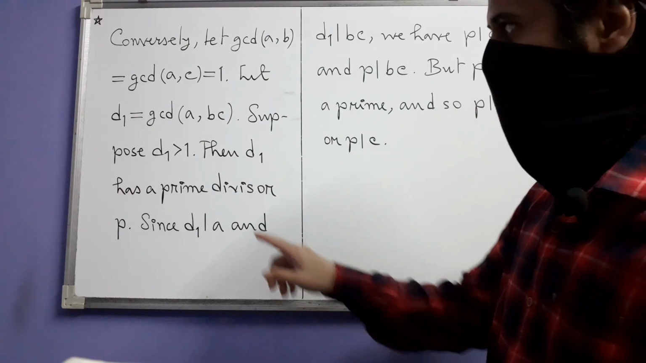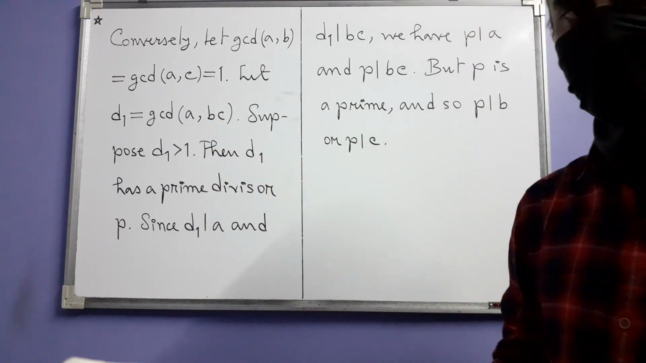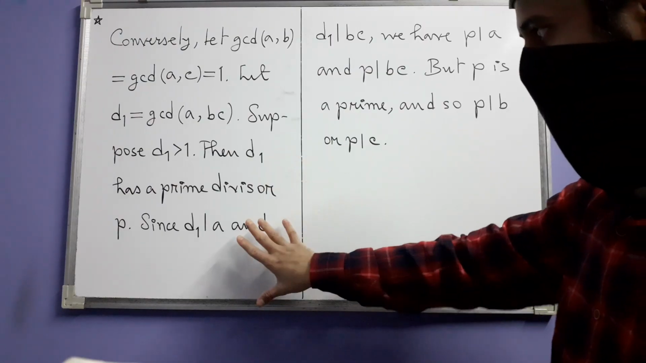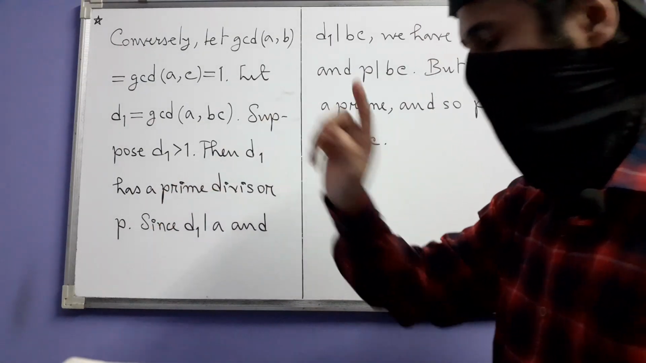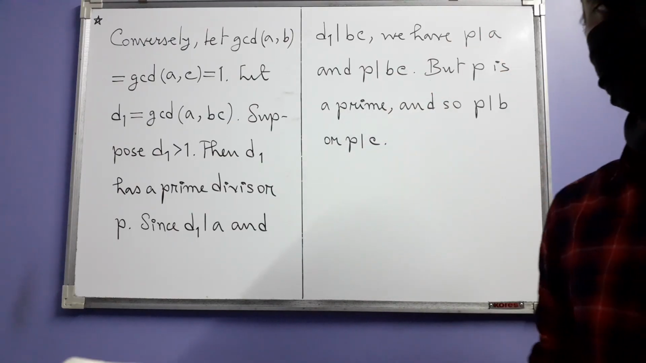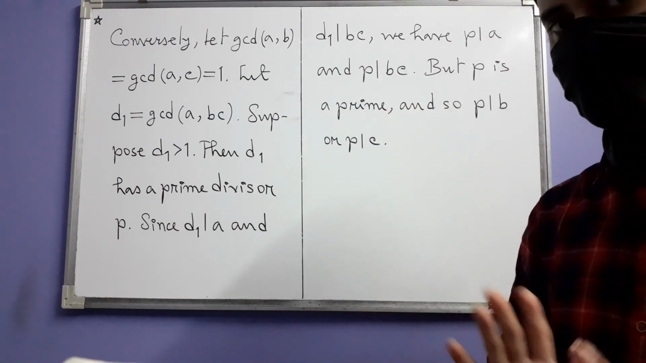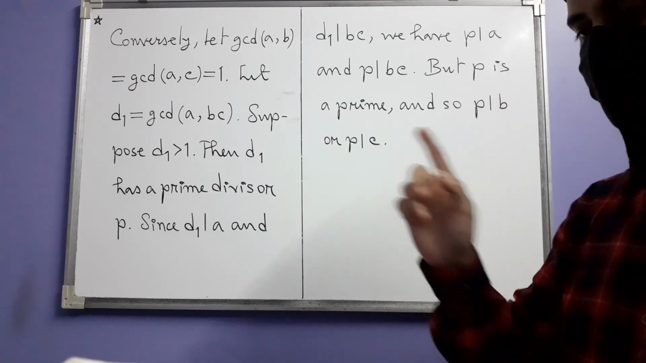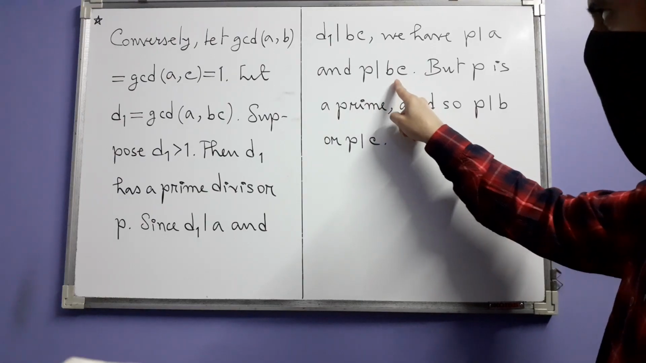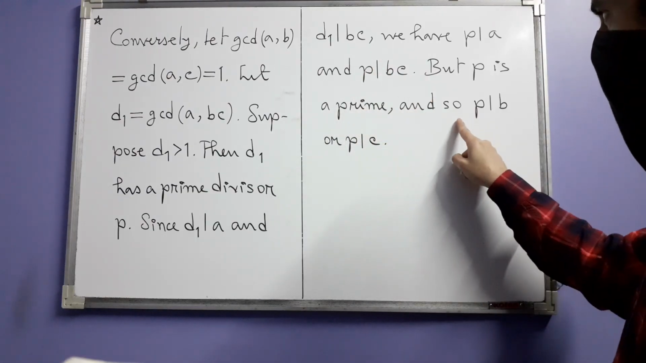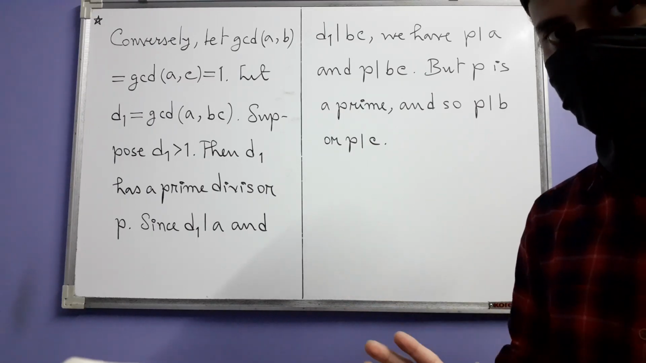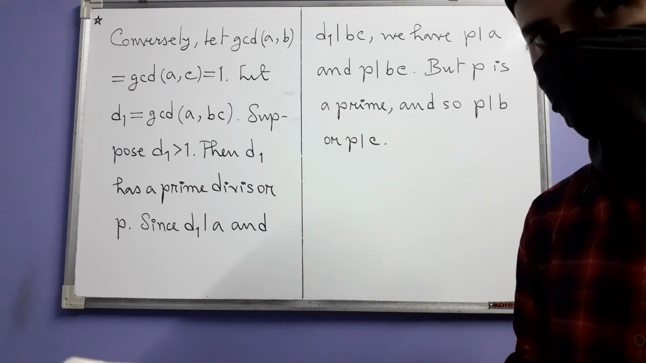Now because D1 is the GCD of A and BC, D1 divides A and D1 divides BC, and because of this and the fact that P divides D1, P will also divide A as well as BC. But keep in mind that P is a prime. So by a corollary to Euclid's lemma, because P is dividing BC and P is a prime, P has to divide at least one of them. Either P divides B or P divides C or both.